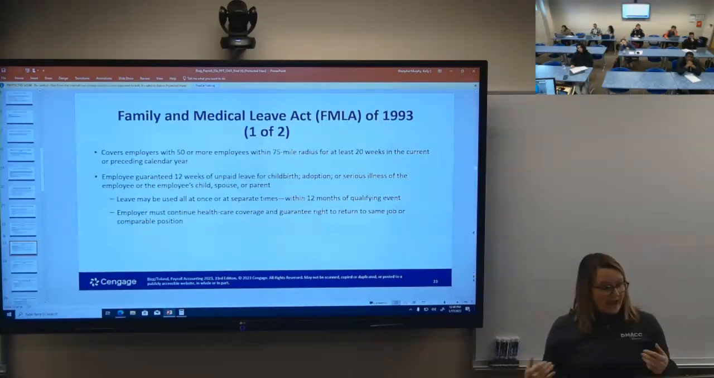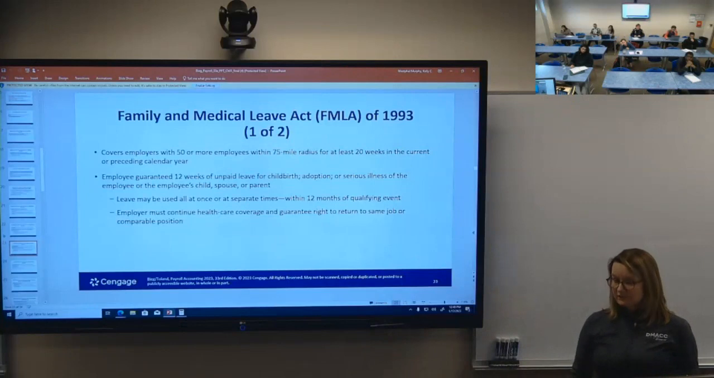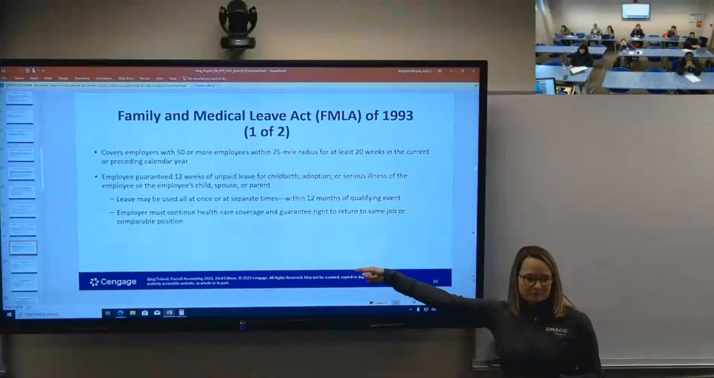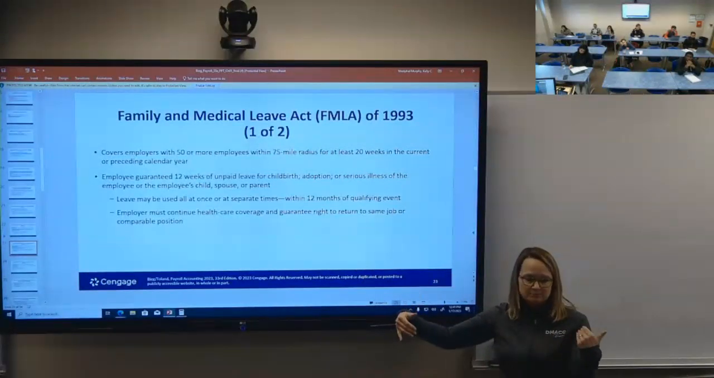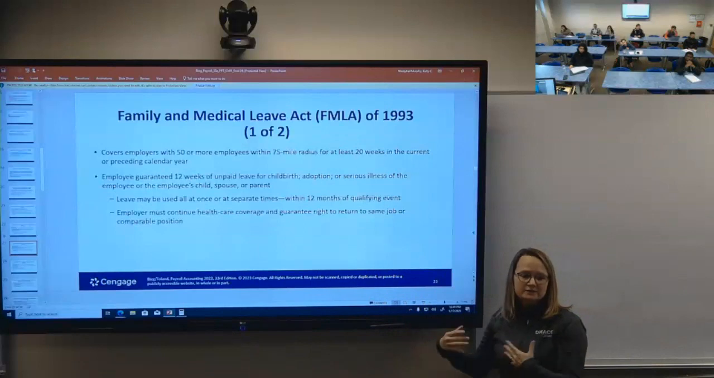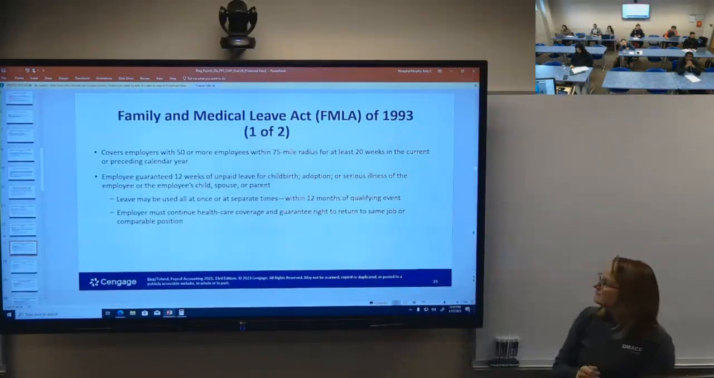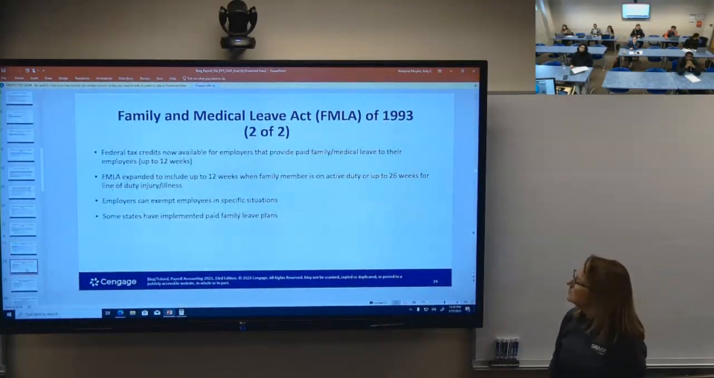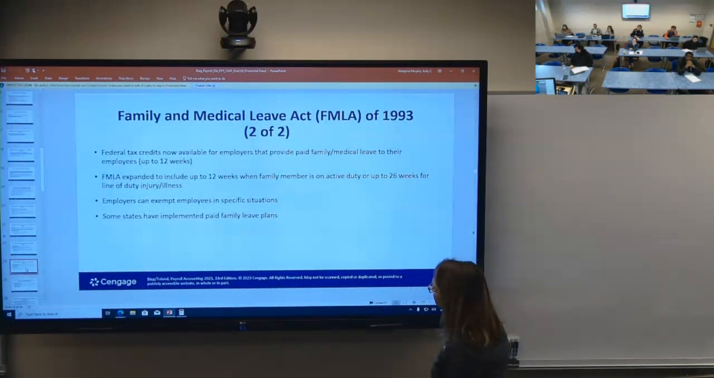The employer also has to continue health care coverage if that is part of one of the benefits that the employee is receiving, but the employee has to pay for it. There's no requirement that the employer continue to pay for it. They just can't cancel it during that 12-week time. So that's the Family Medical Leave Act. Again, that was passed in 1993 under President Clinton.